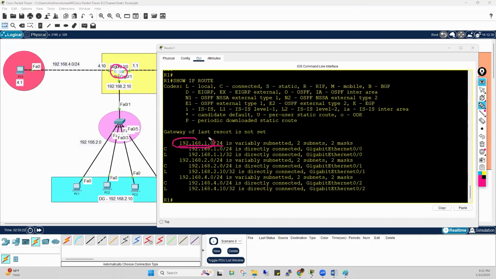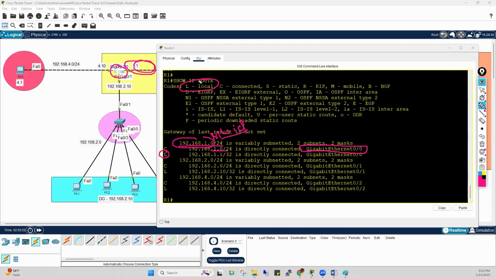192.168.1.0/24. So that is the network ID. And that network ID is connected with which interface? 192.168.1.0 is connected with gig 0/0. Where is gig 0/0? There is gig 0/0. So on this interface we are running the network ID 192.168.1.0. Clear?